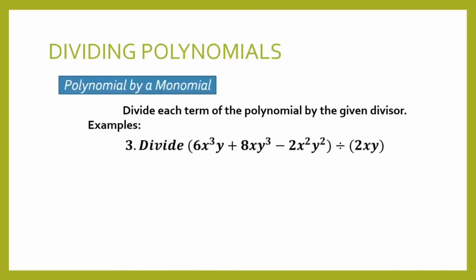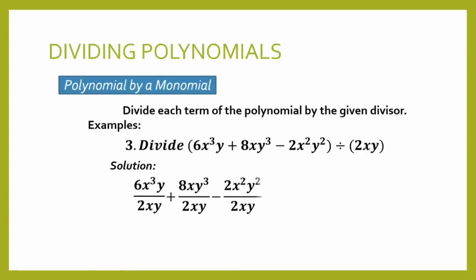Next, for the third example, we are going to divide 6x cubed y plus 8xy cubed minus 2x squared y squared. We are going to divide that by 2xy. So again, we distribute our divisor and we will have this. So for the first term, 6 divided by 2 is equal to 3. And then x cubed divided by x is equal to x squared. Y and y will be cancelled.